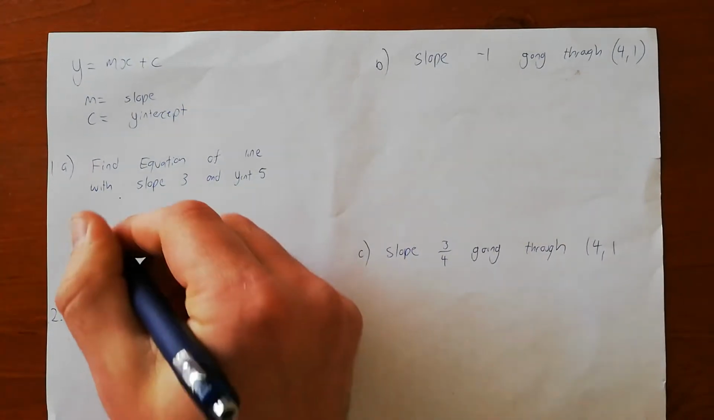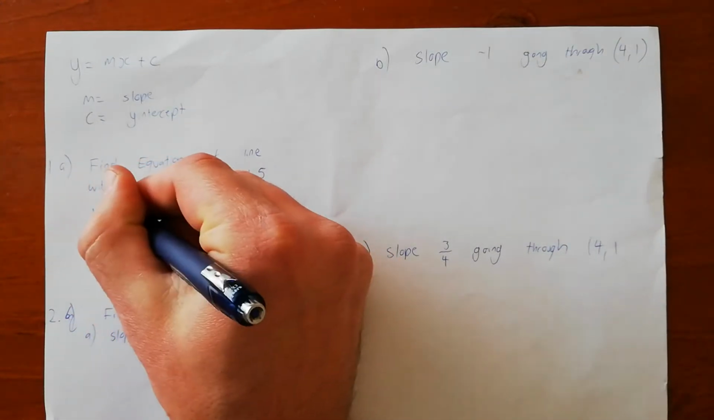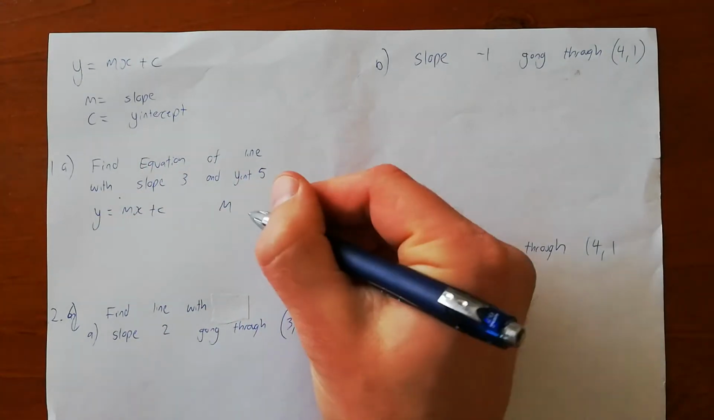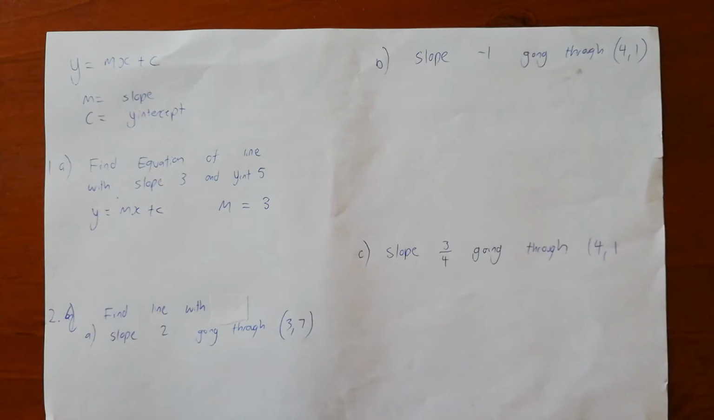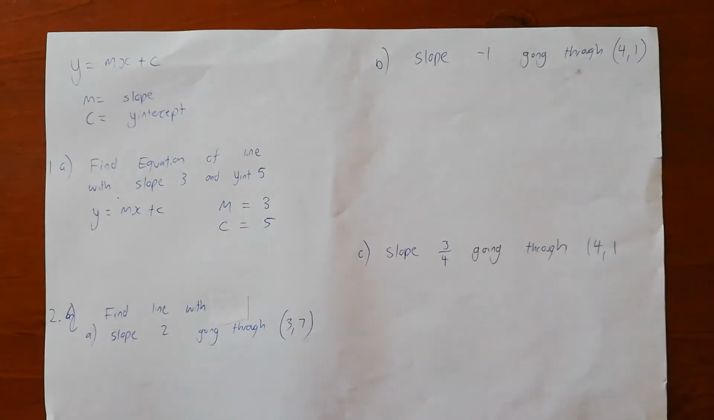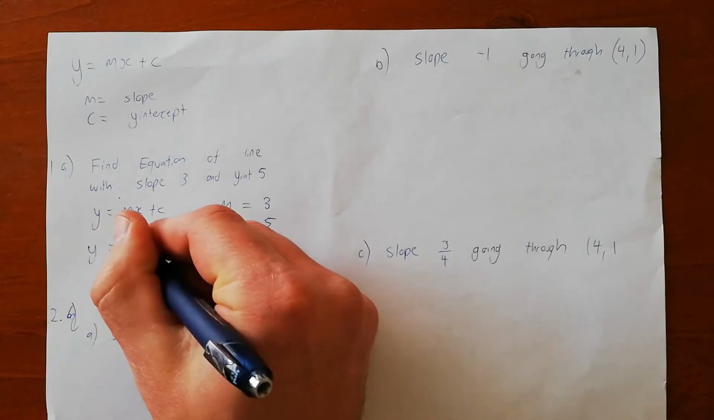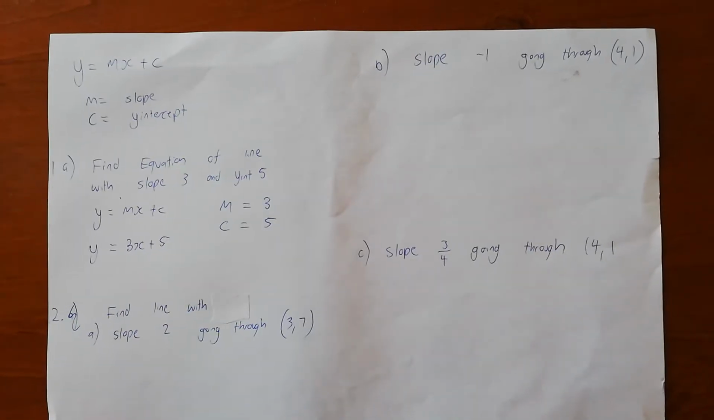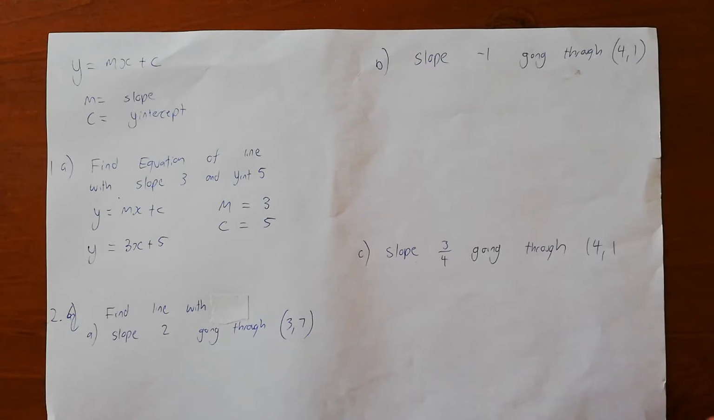So in this circumstance, we have y equals mx plus c. We're told the slope is 3, so m is 3 and the y-intercept is 5, so c is 5, and so we just write this as y equals 3x plus 5. Okay, so it starts off nice and easy like that when we're given everything.